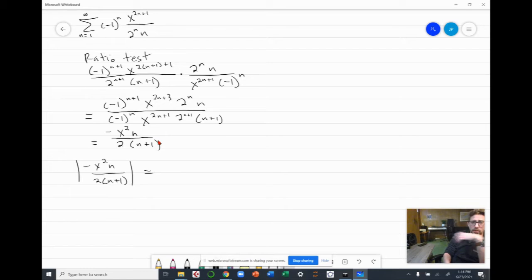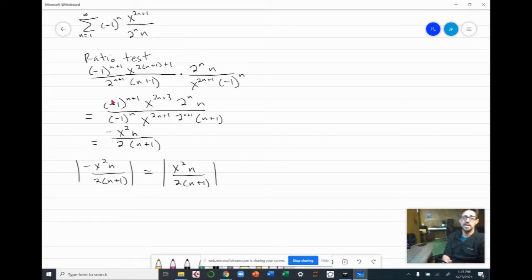Okay, so the first thing that happens is when you put the absolute values around it, the negative just kind of goes away because the whole thing becomes positive. So that's the same thing as saying just positive x squared times n over 2 times n plus 1. And this is the part that's tricky because it's less like algebra and more about logic. The absolute value of something negative is the same as the absolute value of its positive counterpart. That's kind of what absolute value is, right? So it just makes the negative go away.